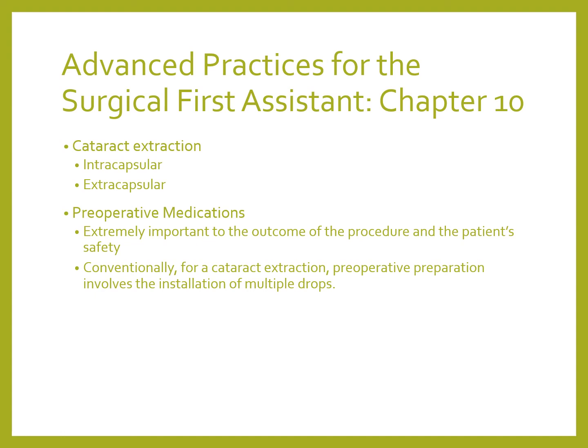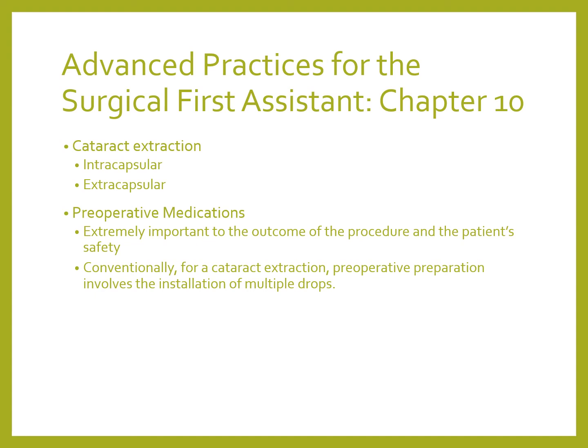So a little bit with the advanced practices. Approximately 20.5 million Americans have cataracts interfering with their vision. By the age of 80, more than half of all Americans will have cataracts. Cataract extraction is an intraocular procedure. Most commonly in the US, they're going to use what's called extracapsular extraction of these cataracts with phacoemulsification.